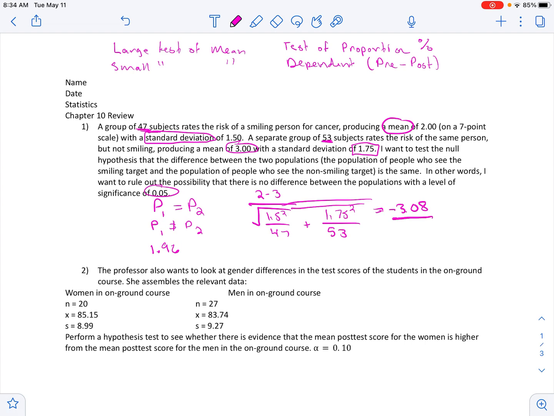We compare this value to this value. Since this one's negative, we'll make this one negative. Since that's to the left of it, we would reject. And so we want to know, is there a difference between the 2 populations? Yes. So we'd say, okay, evidence suggests there is a difference in the 2 populations.